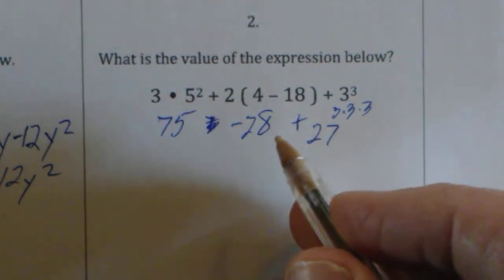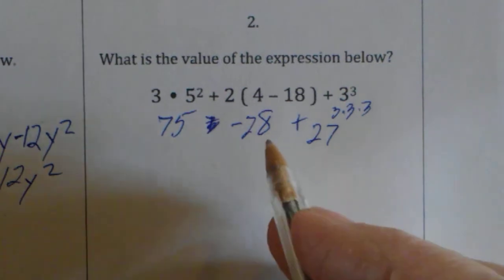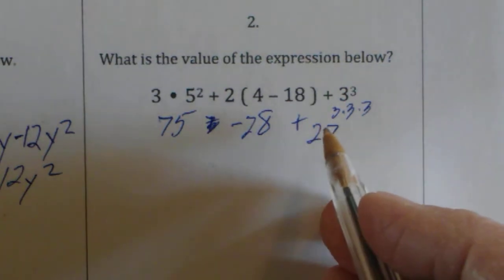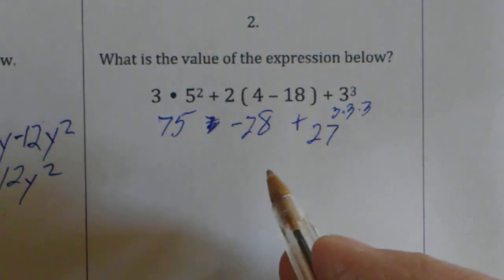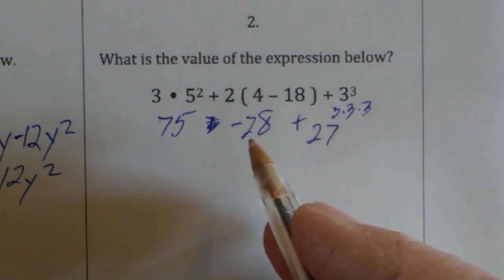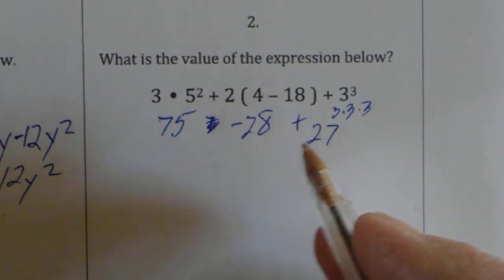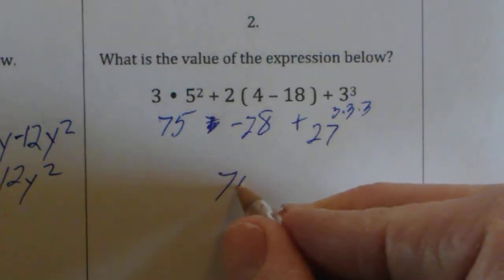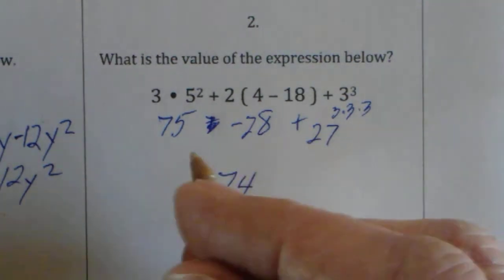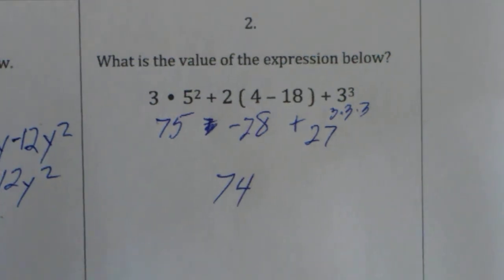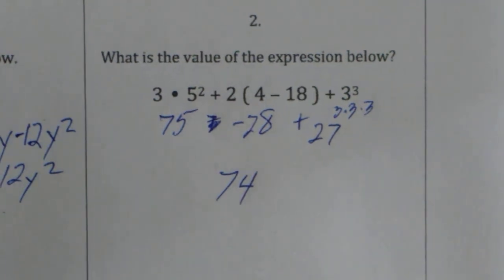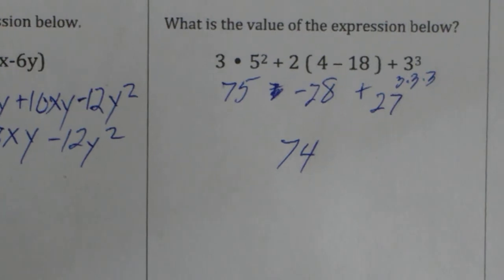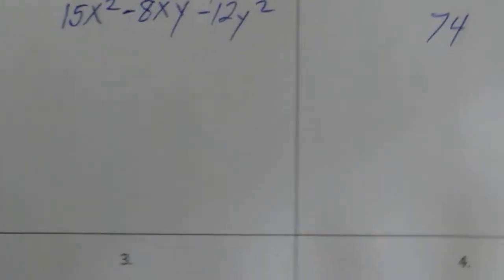So 75 minus 28 plus 27. You know, if I'm going to subtract 28 and then add 27, I'm just going to subtract 1. Because first you subtract 28 and then you add 27 back. It's the same as subtracting 1. 75 minus 1 is 74. Of course, if you want to use your calculator, you can do that too. 74, that's what I got. Did you get that? I hope I'm right unless I made a mistake.